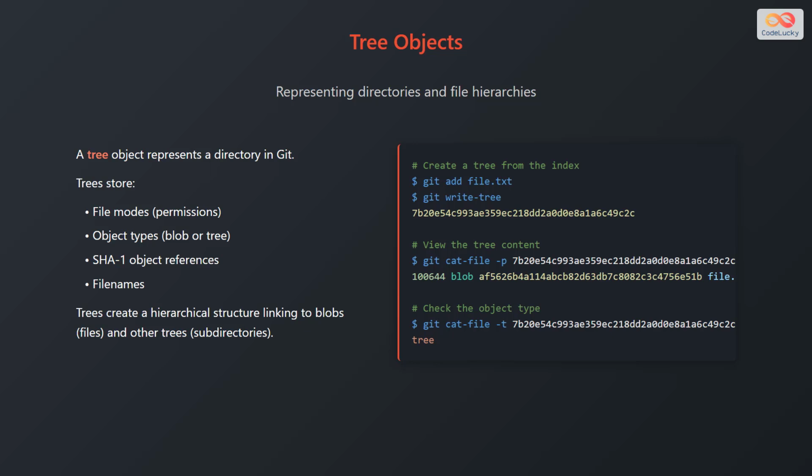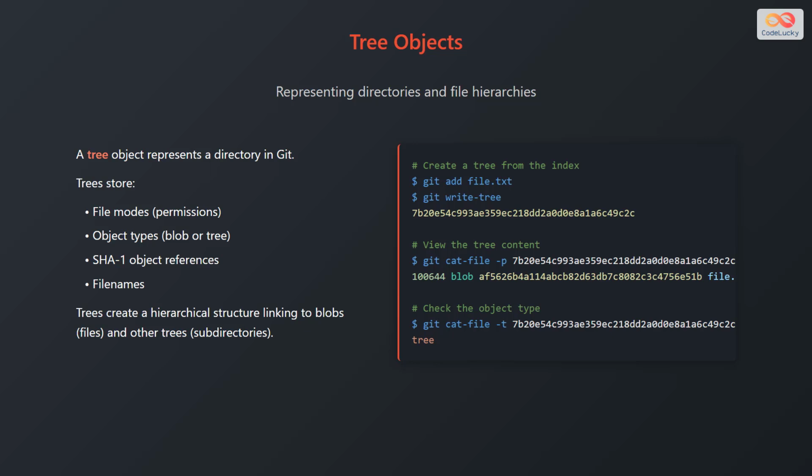A tree object represents a directory in Git. Trees store the file modes, which are the permissions, the object types, which can be a blob or another tree, the secure hash algorithm 1 object references, and the file names. Trees create a hierarchical structure, linking to blobs, which represent files, and other trees, which represent subdirectories.